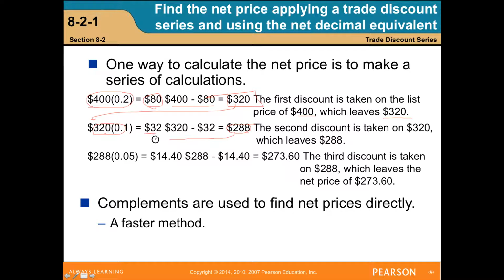So then this is taken again, placed here, and then 5% is taken from it, and 5% of 288 is $14.40. 288 minus $14.40 is $273.60. So a third discount is taken on 288, which leaves the net price of $273.60. Complements are used to find the net prices directly, which is a faster method.